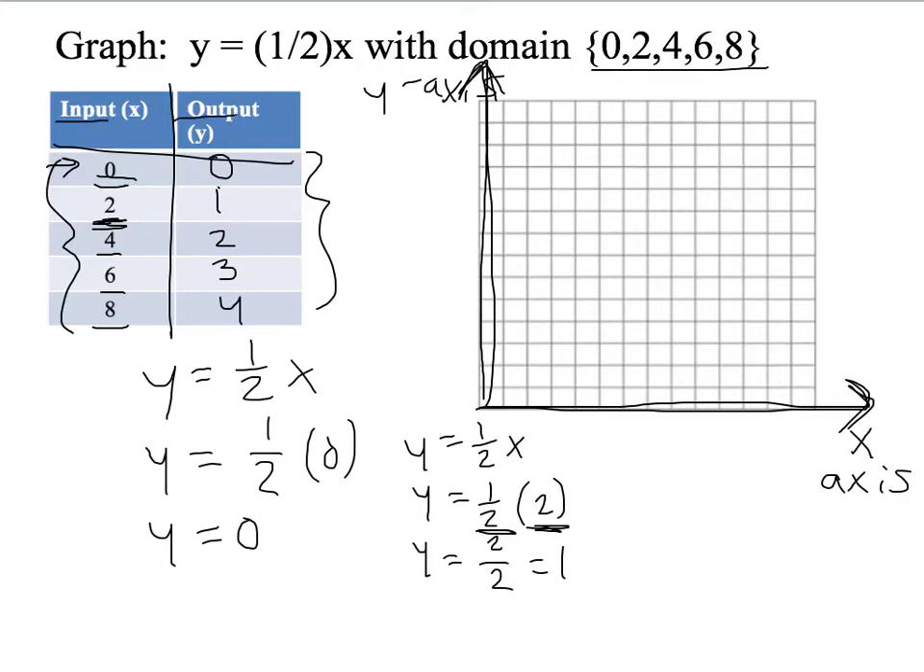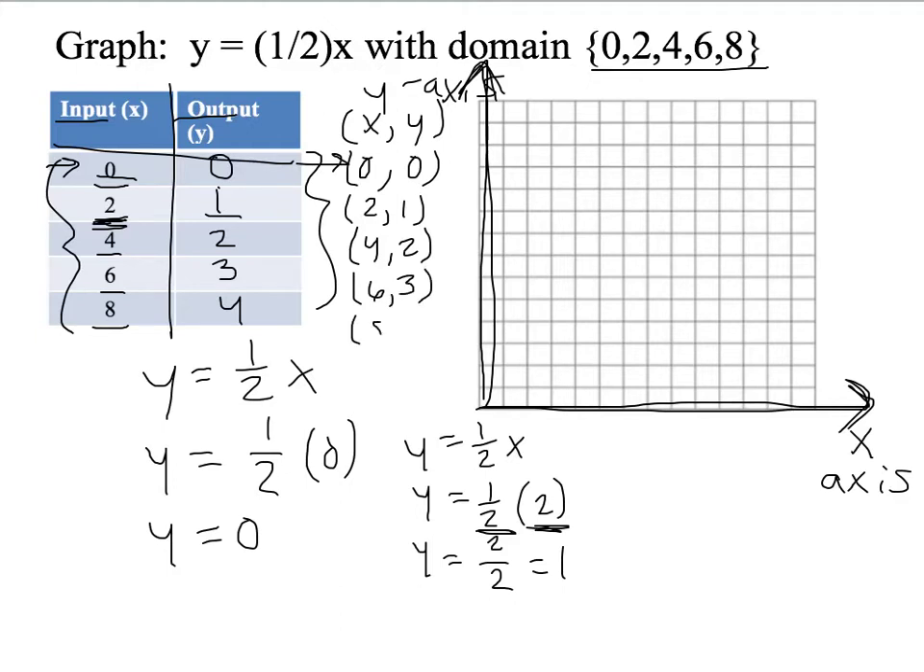Each input-output value pair will give you an ordered pair. So ordered pairs are when we have x, comma, y. So here, our x value is 0, and our y value is 0, and that's for this one here. Next, your x value is 2, and your y value is 1. So 2, 1. Then we have 4, comma, 2, 6, comma, 3, and 8, comma, 4. So remember, you have to do your x values first, and then you plot your y values.